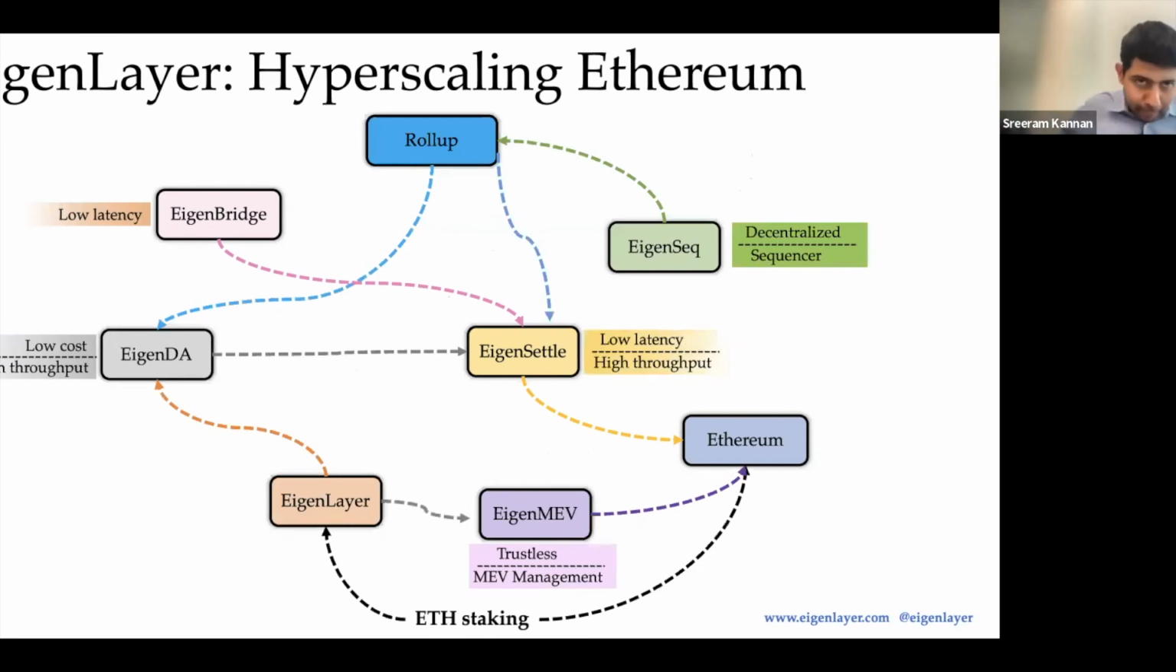And so you can build a whole architecture. I put Eigen as a prefix in many of these things. Doesn't mean we want to build it. We want other people to build it, but it's just powered by security from EigenLayer. I didn't want to draw all these edges.